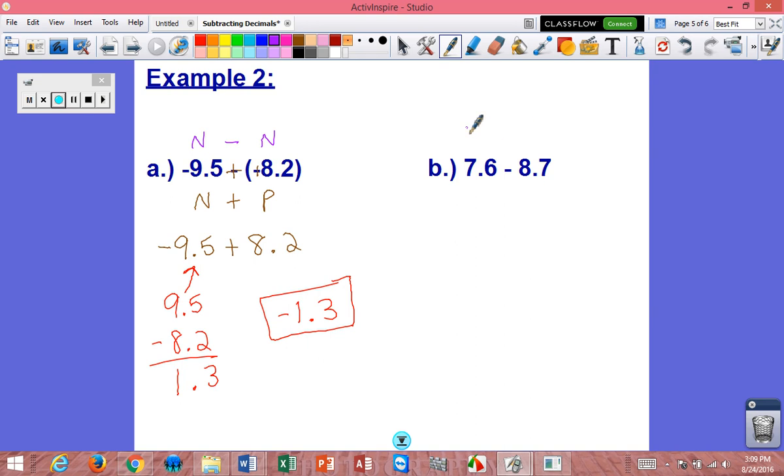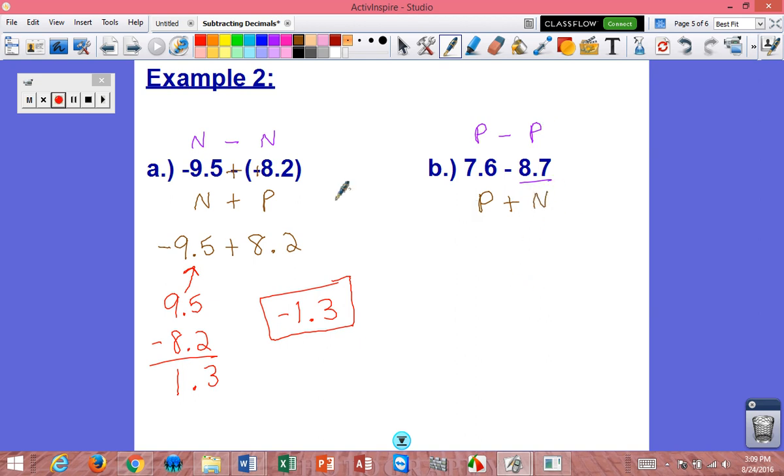Alright, in letter B, we have 7.6 minus 8.7. So we have a positive minus a positive. But notice how this 8.7, if these were both positive numbers, is larger than 7.6. When we're looking at it normally, it's larger. So I have to do the same thing as I have been doing. I have to add the opposite. So I want to have a positive plus, and the opposite of a positive would be a negative.